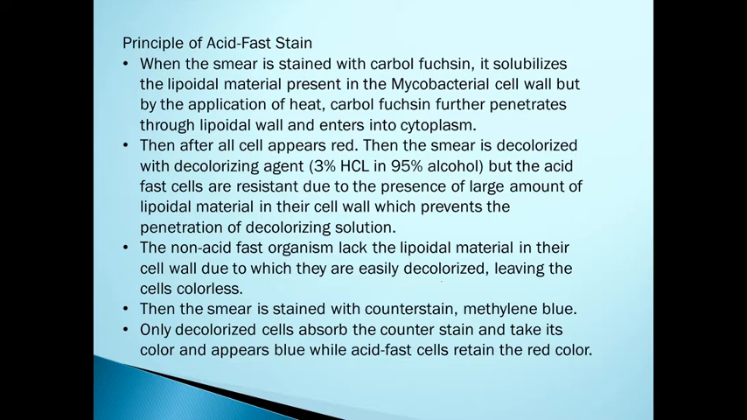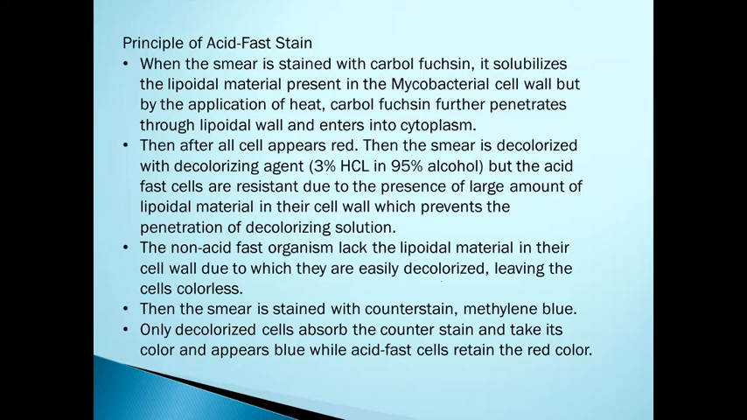It solubilizes the lipoidal material present in the mycobacterial cell wall, but by the application of heat, the carbol fuchsin further penetrates through the lipoidal wall and enters into the cytoplasm. As these mycobacteria have a tough cell wall, which is composed of mycolic acid, a wax-like compound, and as the cell wall is tough, the stain cannot easily penetrate. So that's why in this staining we apply the accentuators. One accentuator is the heat, and the other one is the carbolic acid, that is the phenol.